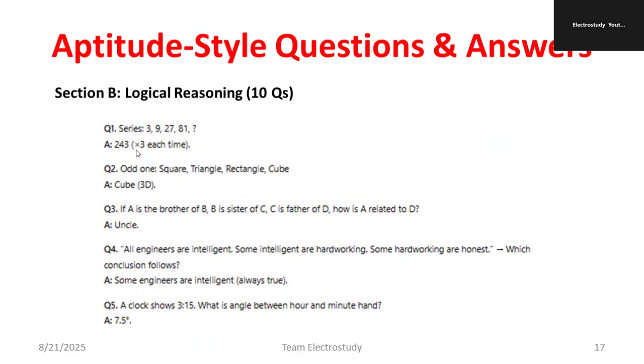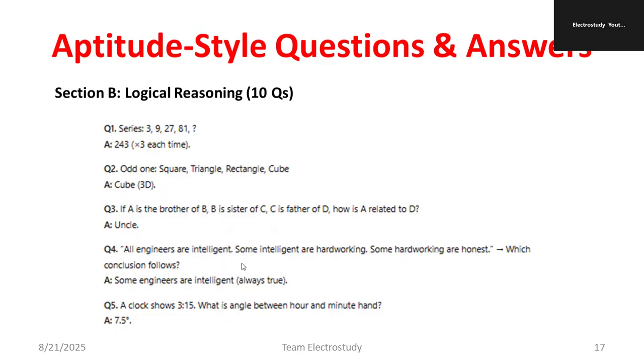Similarly, in logical reasoning, a series. This kind of series you can expect. Similarly, odd man out. Identify the odd man out. For example: square, triangle, rectangle, cube. Of course, the cube belongs to 3D shapes, so it is the odd man out. Similarly, relation. Try to draw the relation tree. Based upon that, you have to identify the correct answer. Similarly, taking the decision.